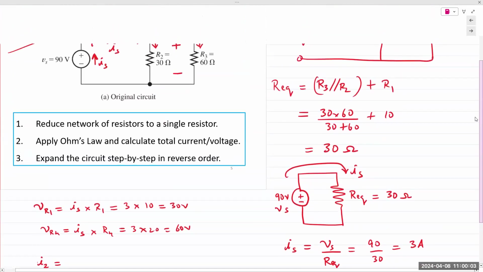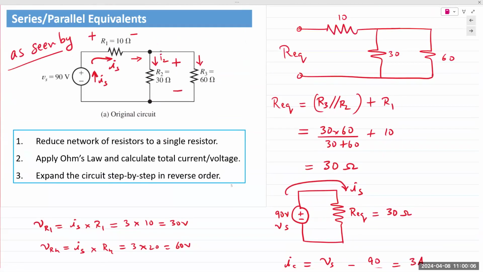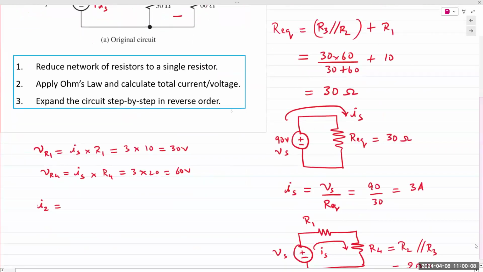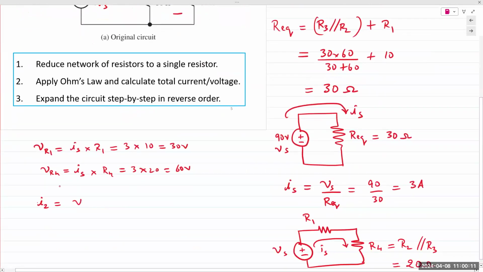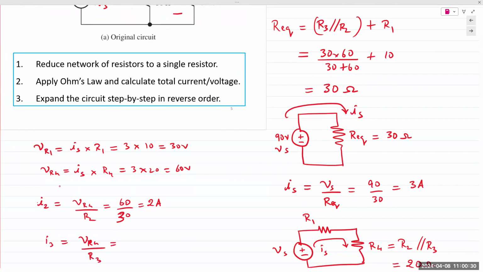I didn't write I2, but let's call this I2, and let's call this I3. So I2 would be VR4 divided by R2, which is 60 divided by 30, 2 amps, and I3 is VR4 by R3, 60 divided by 60, equal to 1 amp. KCL, 2 plus 1 gives me 3 amps. So my answer is verified.